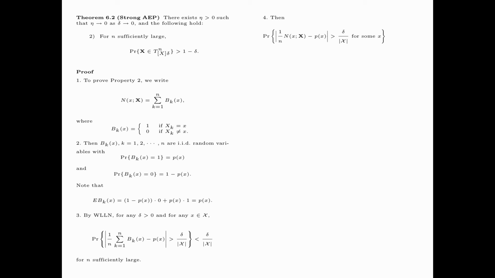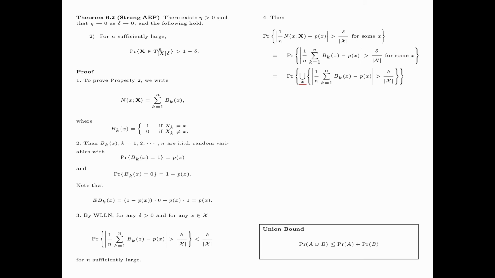Then, the probability that the absolute value of 1 over n N(x; X) minus p(x) is greater than delta divided by the size of the alphabet for some x, by our definition, is equal to the probability that the absolute value of 1 over n summation k equals 1 up to n of B_k(x) minus p(x) is greater than delta divided by the size of the alphabet for some x. Now this is the probability of a certain event for some x, and hence we can write this as the probability of the union of the event over all x. Now, by the union bound, which says that the probability of A union B is upper bounded by the probability of A plus the probability of B, we obtain the upper bound summation over x of the probability of the event for a particular x.